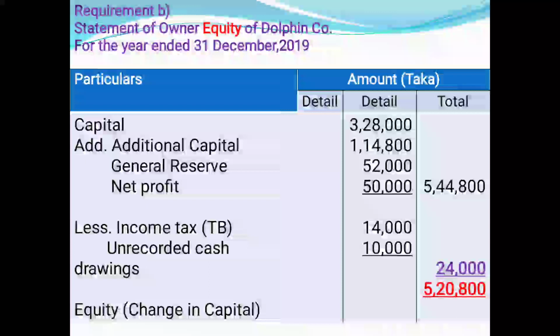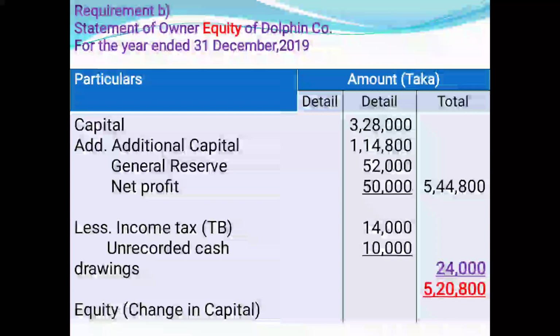Add additional capital taka 1,14,800. This amount is taken from the trial balance. So this amount is to be added with capital. Another one, general reserve, taka 52,000 from trial balance. We can take it from the trial balance. And net profit taka 50,000. In the requirement B or requirement 2, net profit is given as taka 50,000.